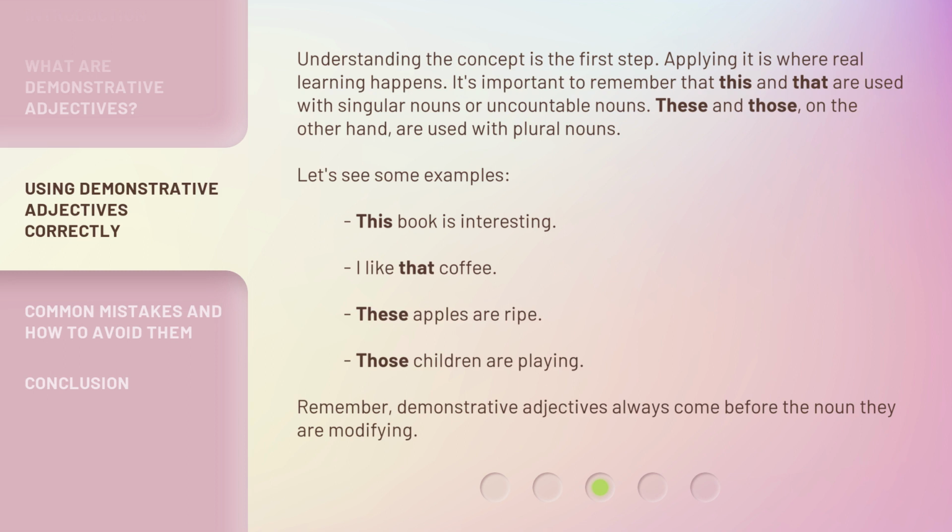Let's see some examples. This book is interesting. I like that coffee. These apples are ripe. Those children are playing. Remember, demonstrative adjectives always come before the noun they are modifying.